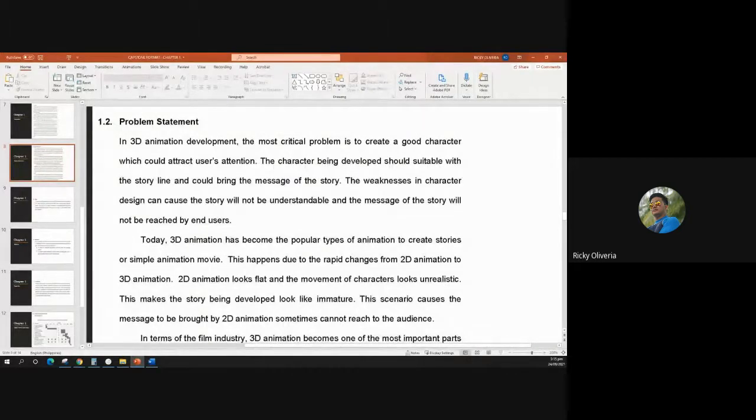Okay. So, on your problem statement, you'll see in 3D animation development, the most critical problem is to create a good character which could attract user attention. So, nag-state na siya doon ng isang problem statement, no? So, the character being developed should suitable with the storyline and could bring the message of the story. The weakness in the character design can cause story will not be understandable and the message of the story will not be reached by the end user. Mga ganon. Okay?